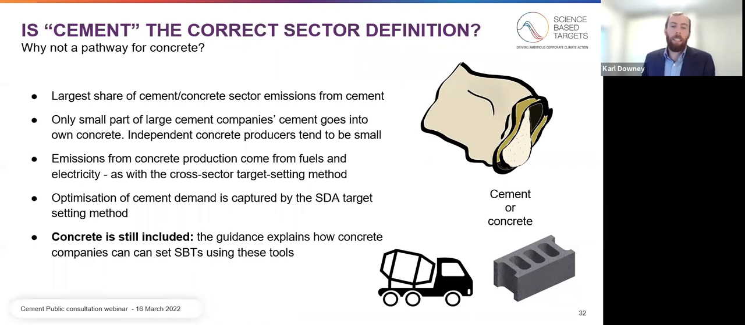And then the next reason is that, in fact, the target setting methods that we use allow even cement companies to take into account the optimization of cement demand in concrete. Because when these companies submit their data for setting targets, they need to show that their absolute emissions, as well as their emissions per ton of cement, don't lead to the carbon budget being exceeded. So optimizing how much cement they produce for the same volume of concrete can be an interesting decarbonization lever that would help them meet their targets.